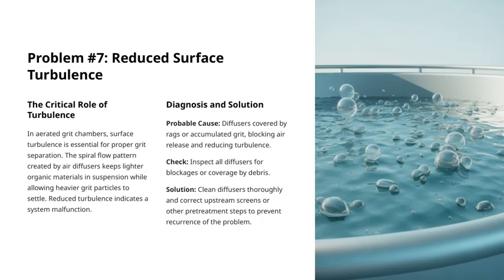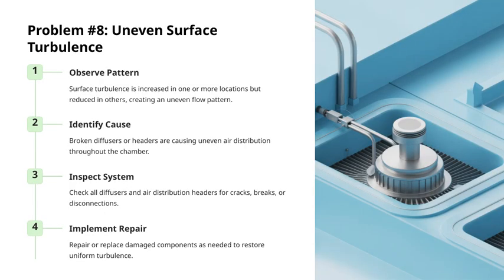Additionally, it's important to revisit upstream screens or pretreatment steps to ensure they aren't contributing to the buildup and to prevent this problem from recurring. Maintaining proper turbulence is essential for the effectiveness of grit removal, and catching these issues early keeps the entire process running smoothly. Let's talk about problem 8, uneven surface turbulence.